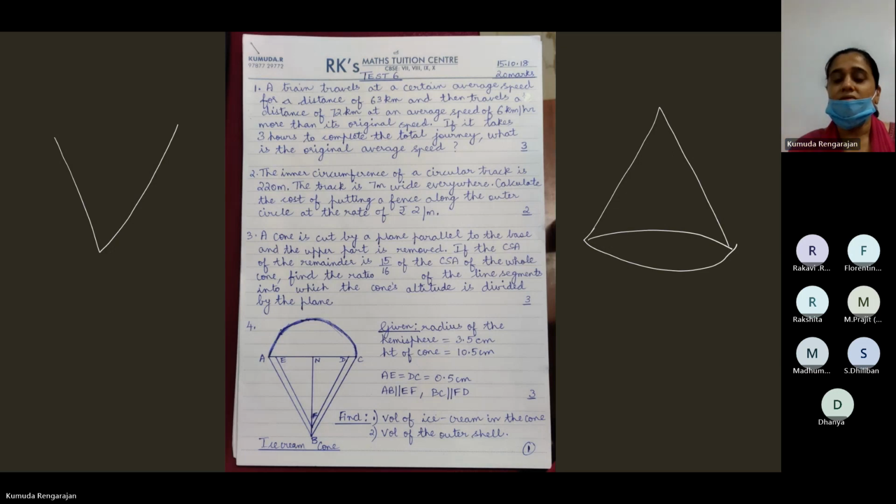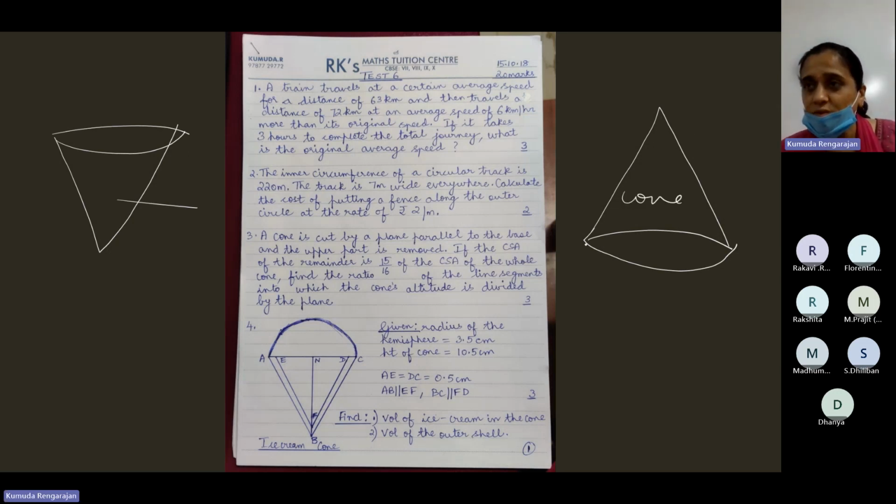So the cone always rests on its circular base. When you draw the cone like this, it is called an inverted cone. This is how a cone looks, this is how you draw a cone, and this is an inverted cone. The ice cream cone is an inverted cone, because a cone rests on the circular base.